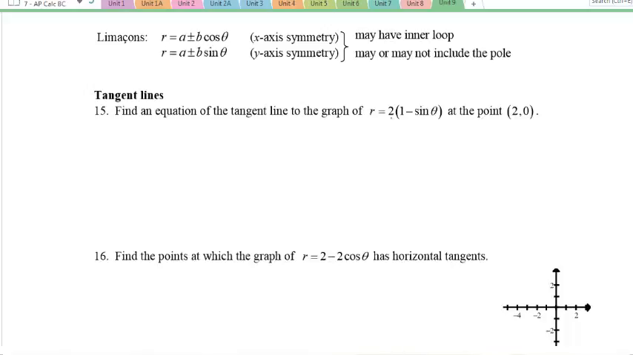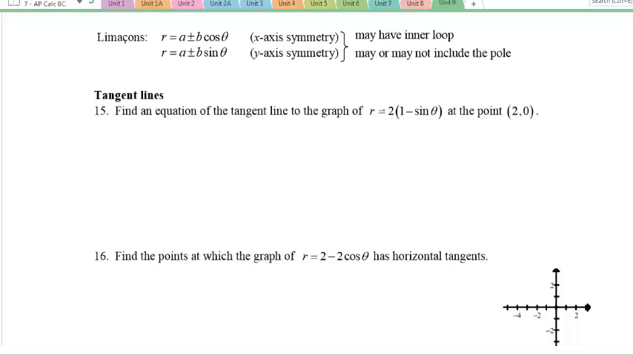Alright, welcome back. We're doing lesson 9.2, but part 2. Now we're actually going to do some calculus involving polar graphs and points. So let's take a look at number 15 here, where I ask you now to find an equation of a tangent line. Oh, you've seen this question before, but now we're going to apply it to polar graphs.